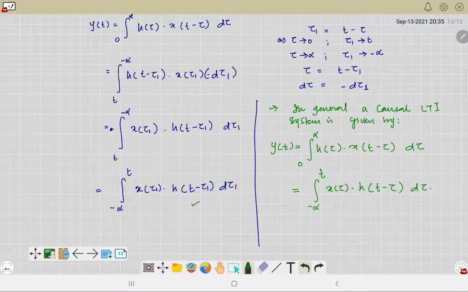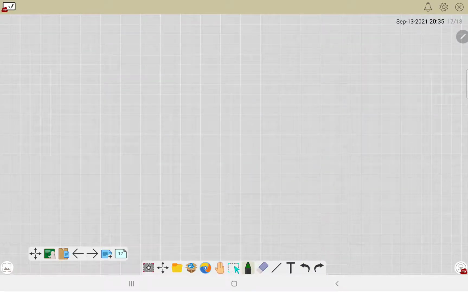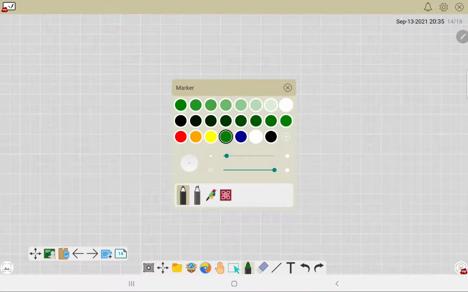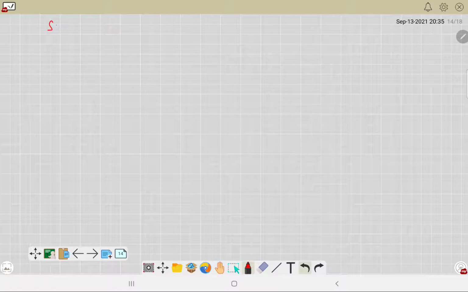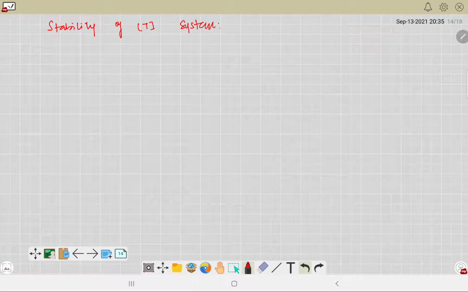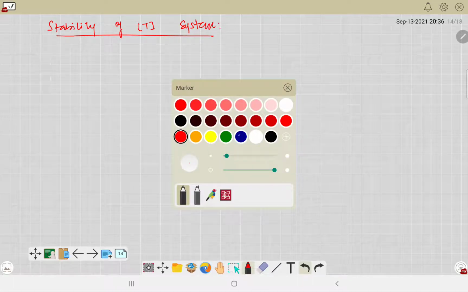Right? Similarly, we will try to express the property of stability for an LTI system in terms of the impulse response. So next we'll be discussing stability of an LTI system. When I say stability, the criteria is the same as what we studied in the first chapter. It has to be BIBO stable, bounded input, bounded output. It means you have a system, you give a bounded input, an input which is finite, and it should give an output which is finite if it is stable. Right? So let's see what the condition looks like for stability.